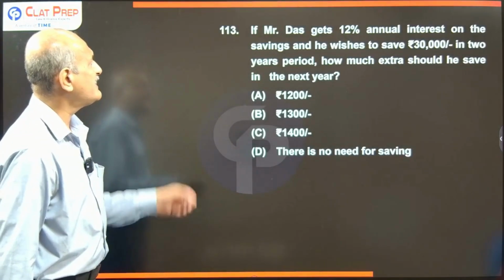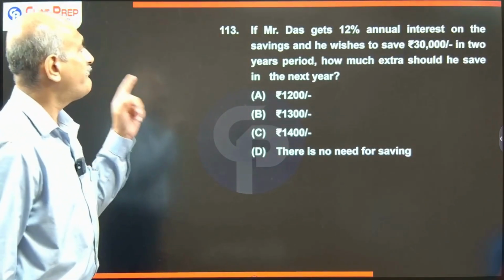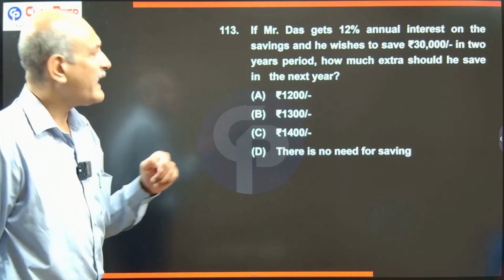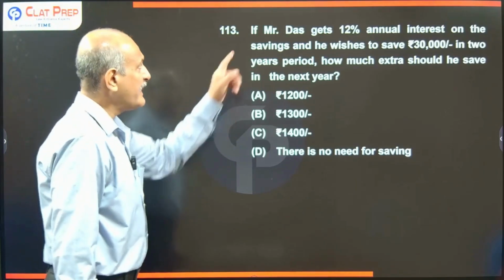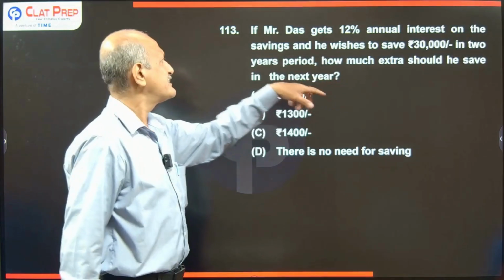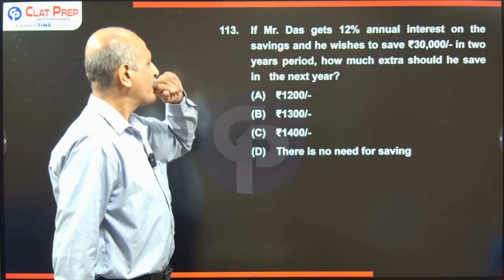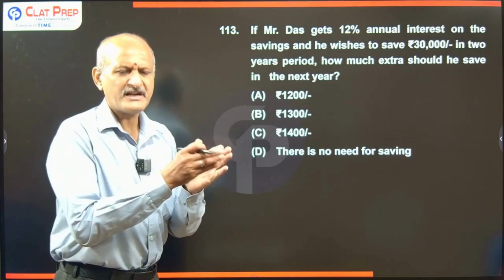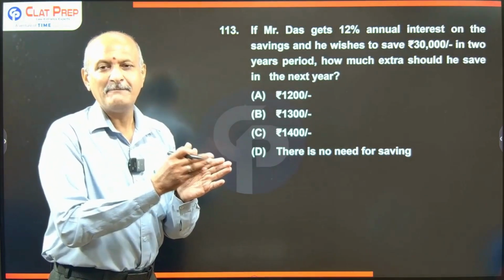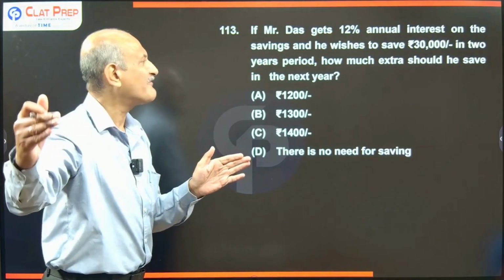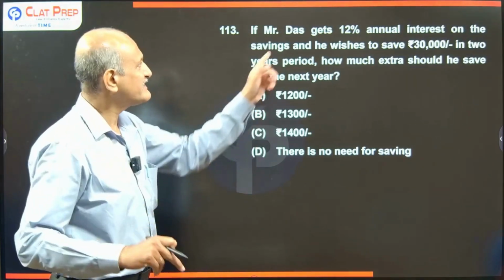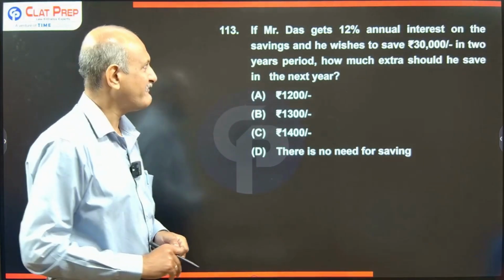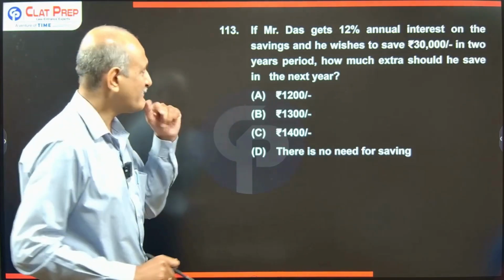Okay, with these details here, let's answer this question. It reads, if Mr. Das gets 12% annual interest, mind it, he's getting 12% annual interest here on savings, and he wishes to save 30,000 in a 2-year period. Okay, now he starts to save now, and he plans to actually get 30,000 after 2 years, and every year he's going to get 12% annual interest on the savings, mind it.